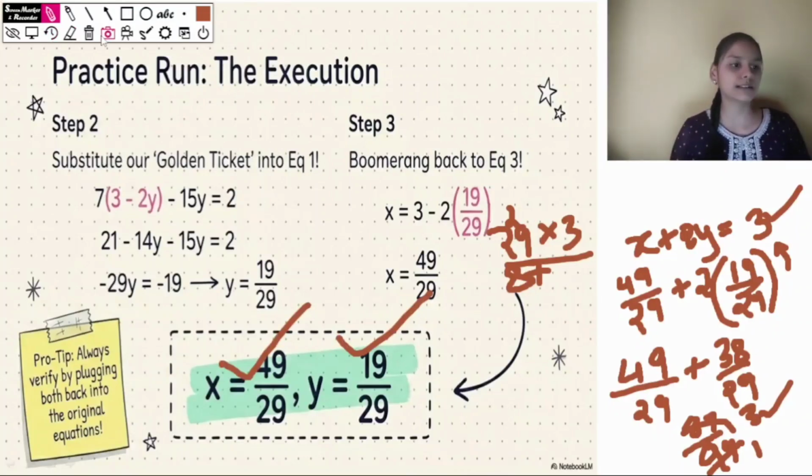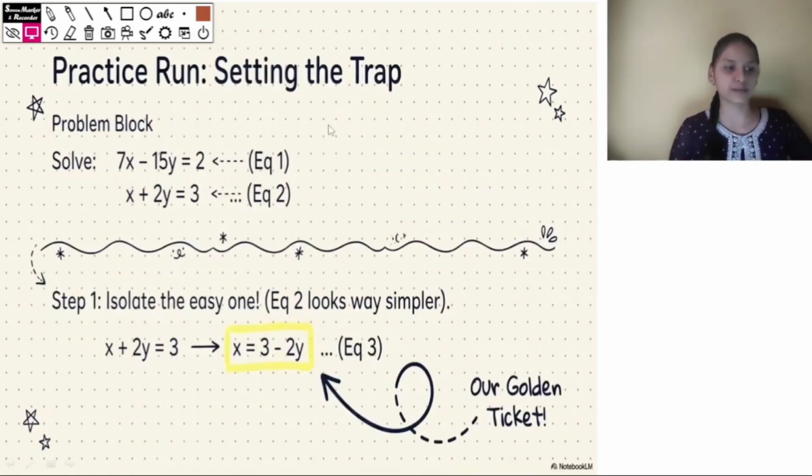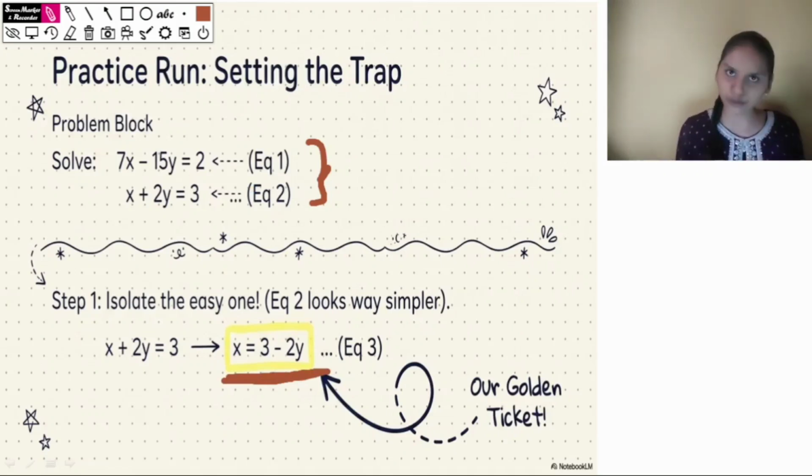I hope you're able to understand this. This is how you solve using the substitution method. First is isolate. Second is substitute. Third is boomerang. I hope it is clear. If it is not clear, once again I'll explain. You are provided with two equations. You first isolate the easy one, and then write it in terms of x or y, whichever is suitable for you.